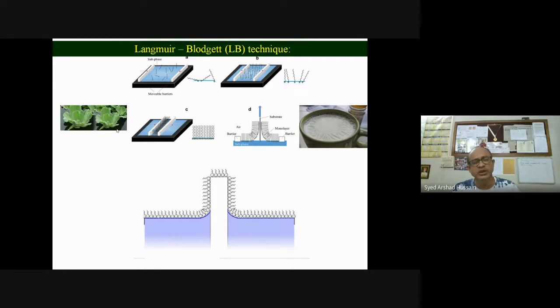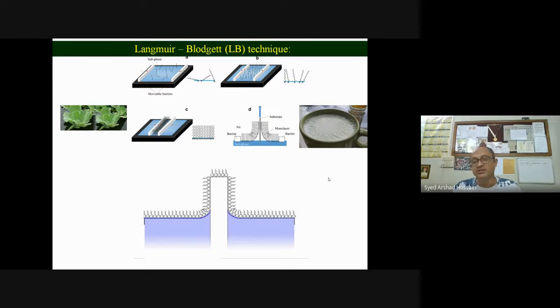So once you have your Langmuir film, then how do you deposit? Let me give you an example. We all know that when we heat the milk, we see cream form on the upper surface of the container. If you dip a spoon and take it out, you will see your cream layer stick on the spoon. Here also the same thing happens.